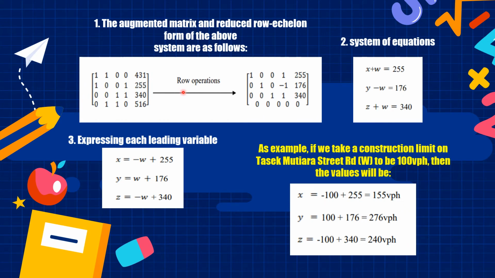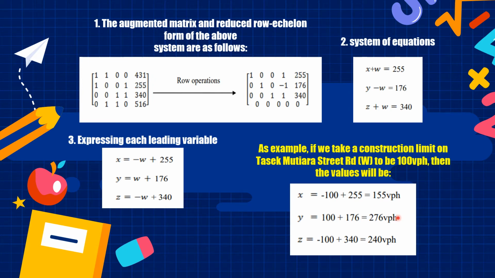And then we use the Gauss-Jordan elimination method to solve the system of equations. The augmented matrix and reduced row echelon form of the above system are as follows. After the row operations, we got these answers and rewrote them as a system of equations, expressing each leading variable in terms of the remaining variable. We had x equals negative w plus 255, y equals w plus 176, z equals negative w plus 340.